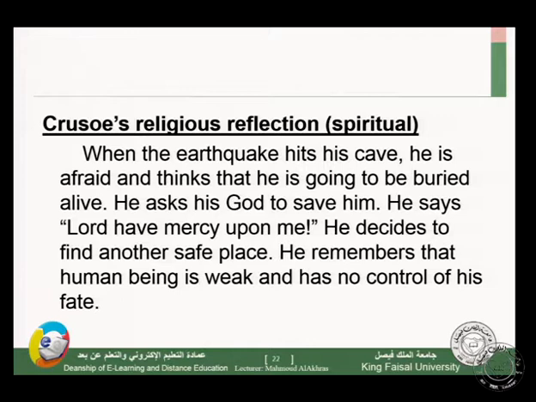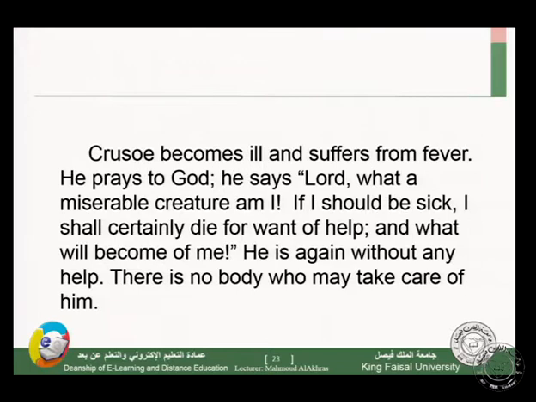So, any strong human being, finally or at last, is a weak person. He couldn't face fate, so he remembers that a human being is weak and has no control of his destiny or his fate. Crusoe becomes ill and suffers from fever. He prays to God again.